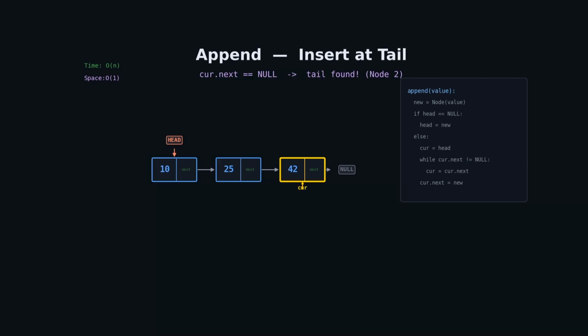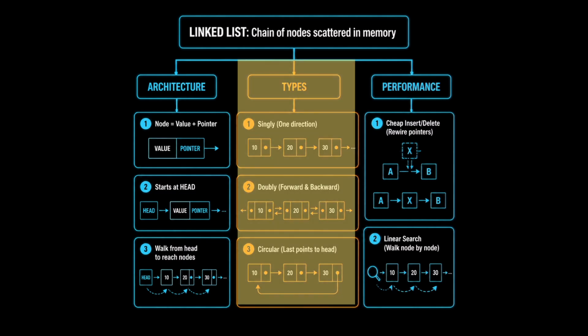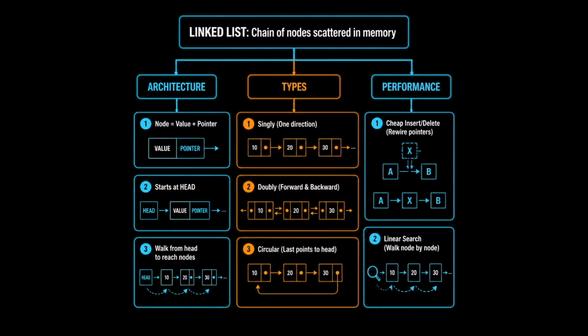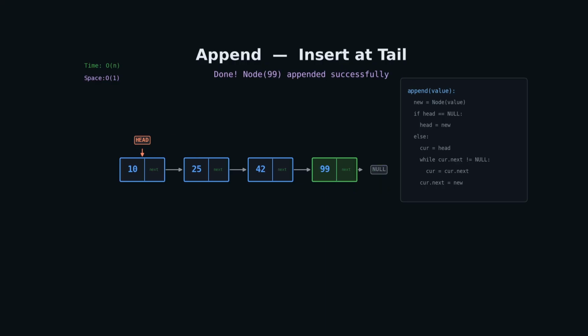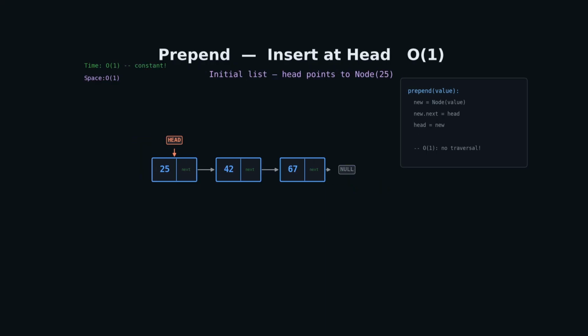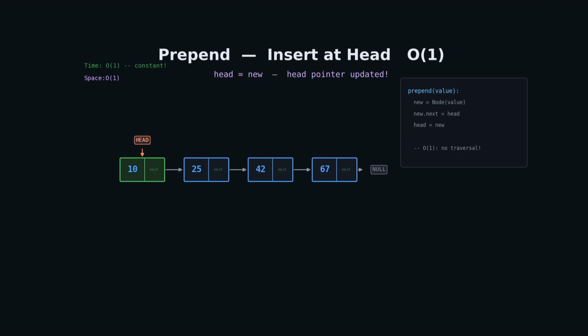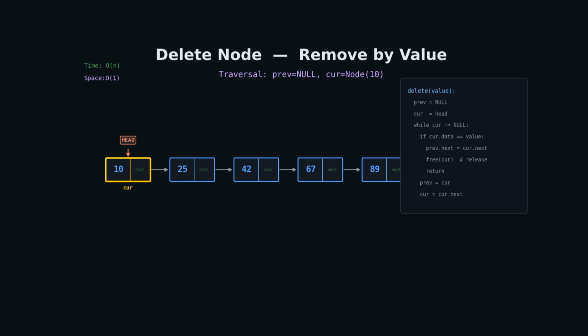There are three common types: singly linked, each node points to the next node; doubly linked, each node points both forward and backward; circular, the last node points back to the head. Insertion and deletion are fast, because you only need to update a few pointers. But searching is always linear, since you may have to traverse the list node by node.